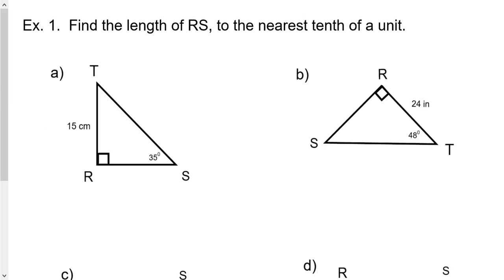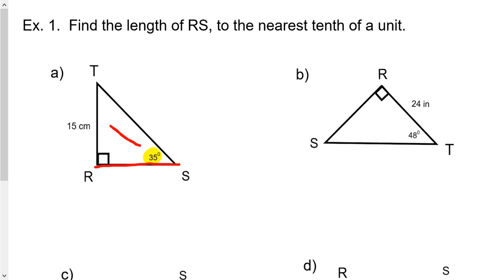Let's find the length of RS to the nearest tenth of a unit. In all of these, it's talking about the length of the side that runs from point R to point S. We see something a little bit different this time. We're given an angle. This is where it also becomes super important that we label our sides first. Because we're given this angle, this is what we're going to use as our reference angle. So when I label my opposite, adjacent, and hypotenuse, I'm going to be referencing this angle.